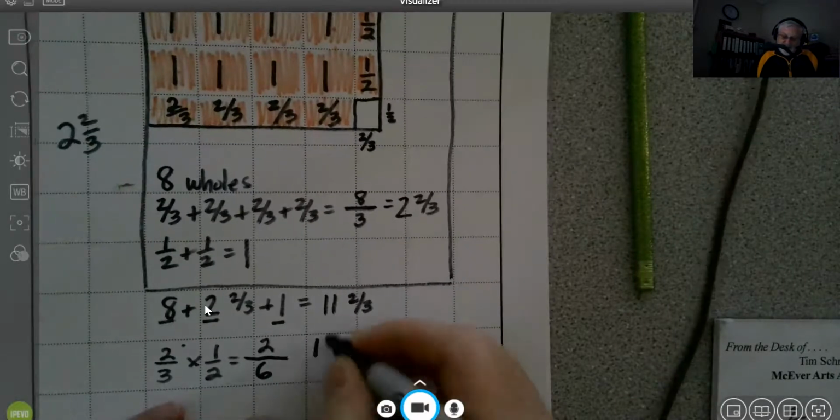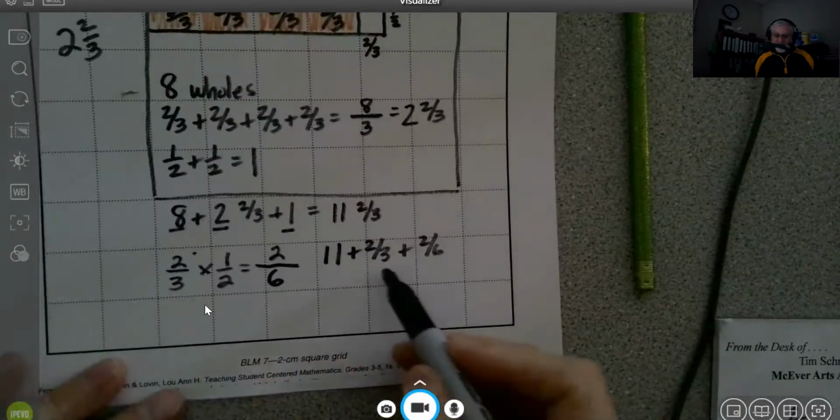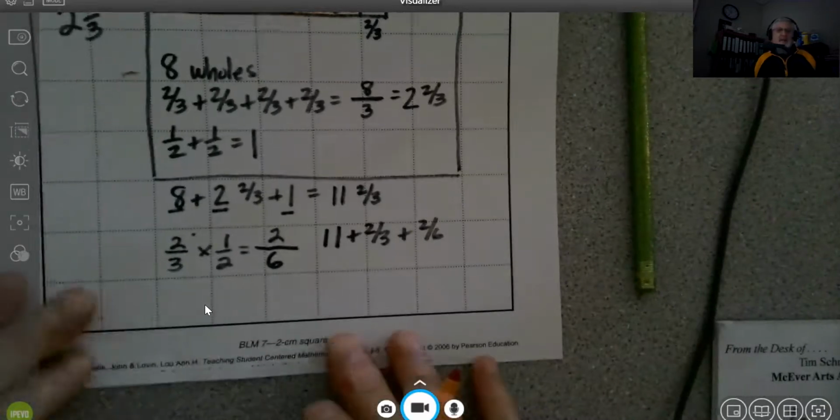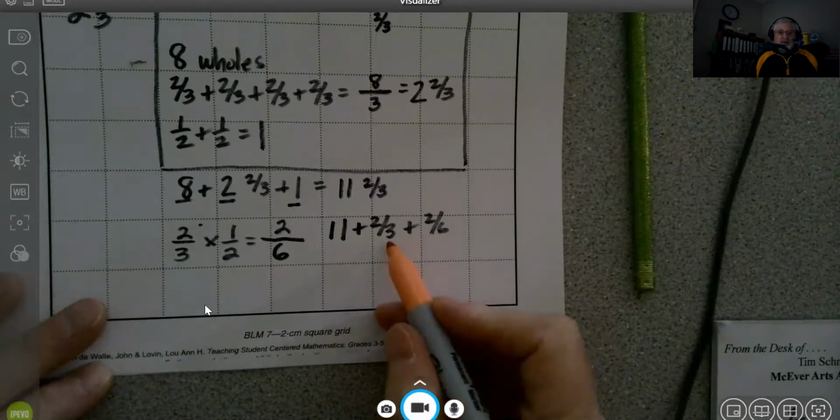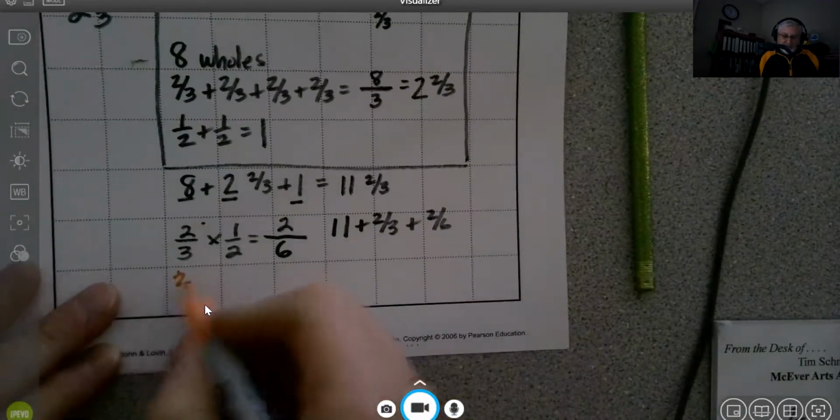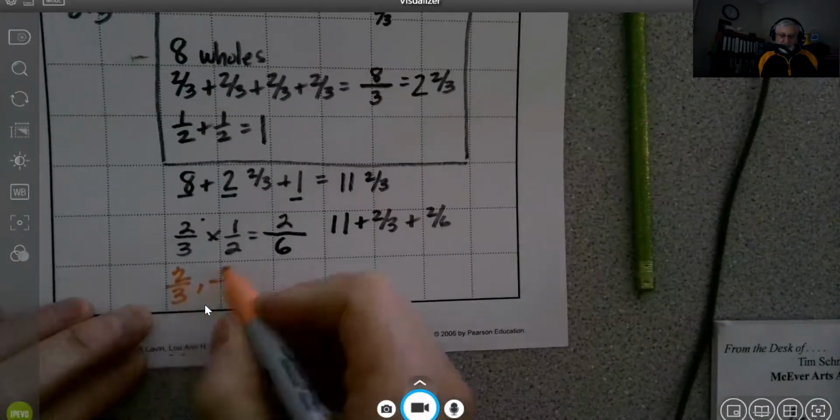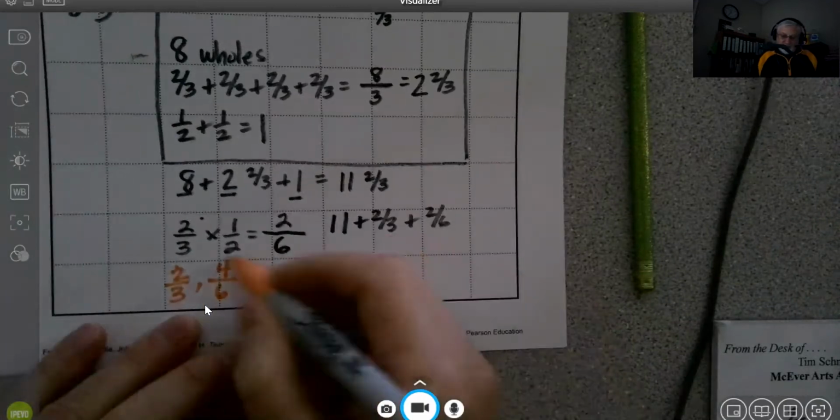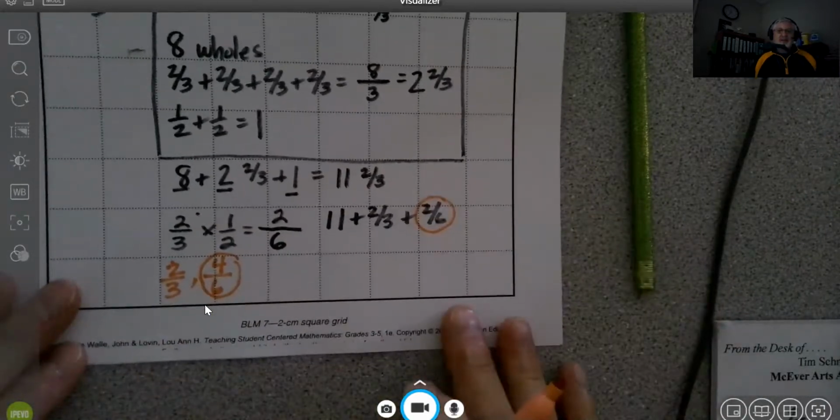So I have to add those together. So I have 11 plus 2/3 plus 2/6. Well, can I add 2/3 and 2/6 together? No, I cannot do that. So I want to find equivalent fractions. And I want to use my smaller denominator and do equivalent fractions. So 2/3, my next equivalent fraction, if I do multiples of 2 would be 4, multiples of 3 would be 6. Well, 4/6 and 2/6 have the same denominator.